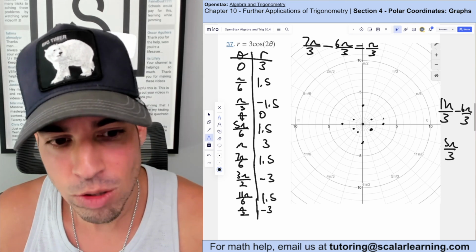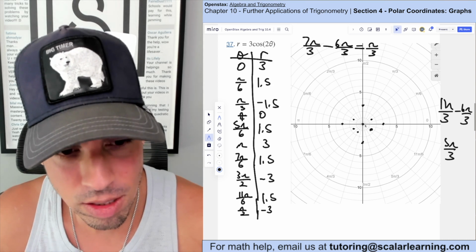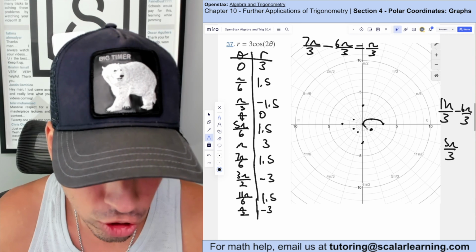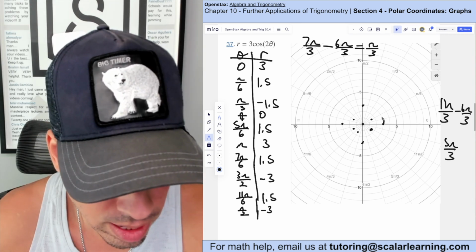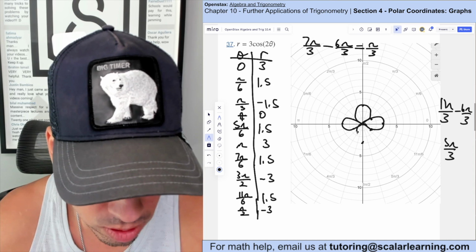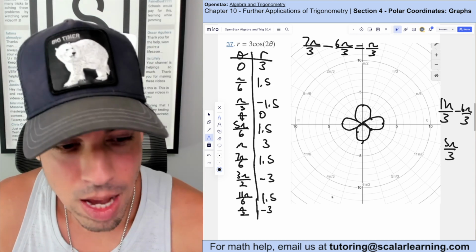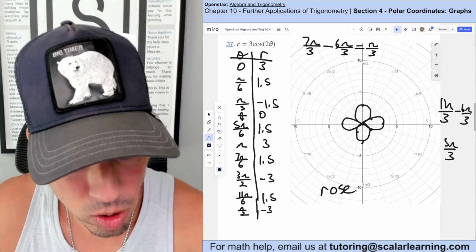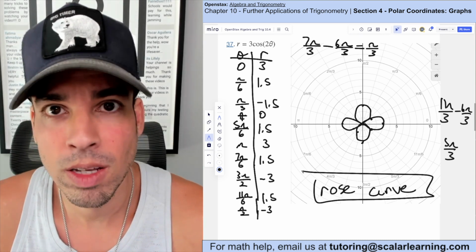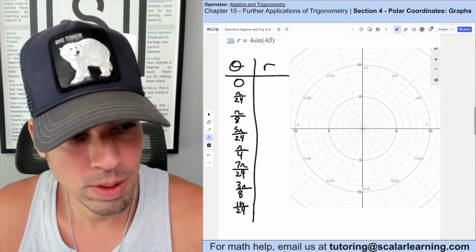So now that we got these points, let's connect the dots. And this is sort of what it's going to look like. We've got this interesting shape. So now we're going to connect the dots like so. It almost looks like a clover or a flower, and it is named accordingly as a rose curve. So that's how you do it. Boom, done.